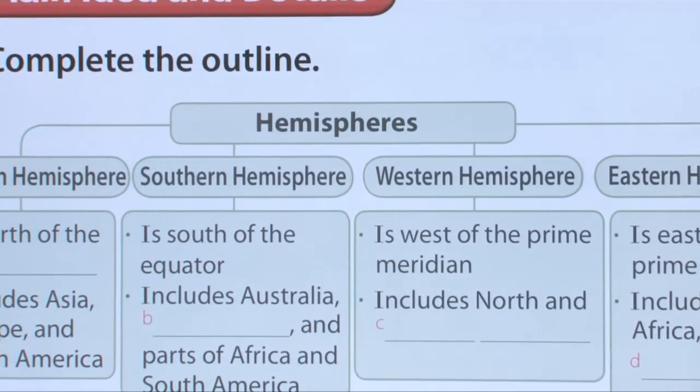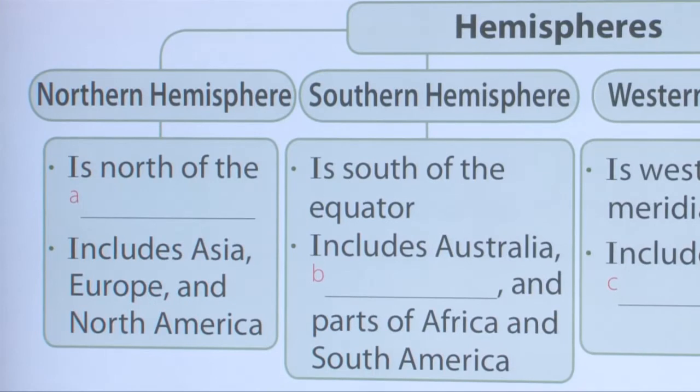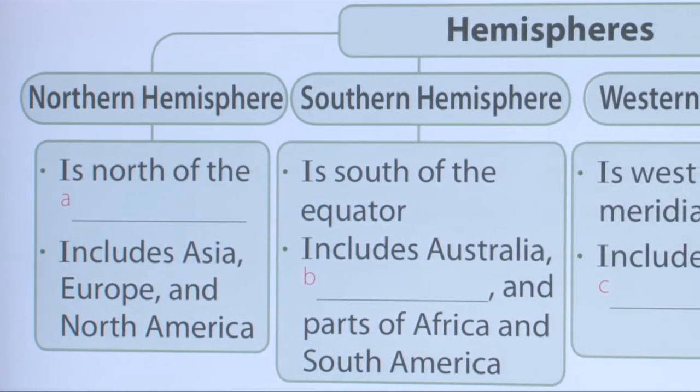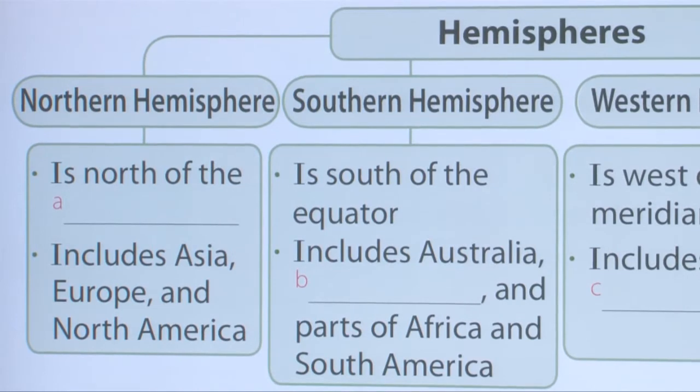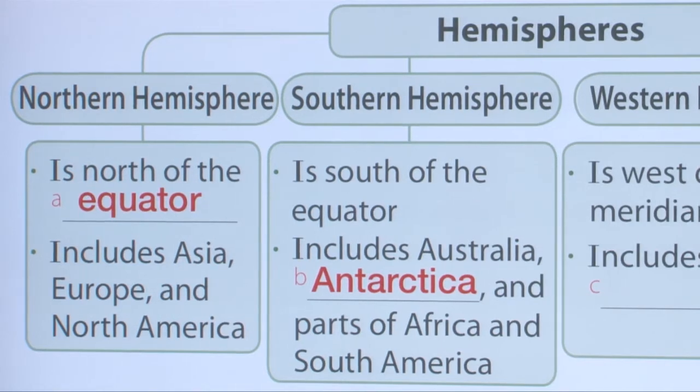Now, number 6, let's complete the outline. We are talking about hemispheres. First, let's look at the northern hemisphere. It is north of the blank. North of what? It's north of the equator. And it includes Asia, Europe, and North America. Now, the southern hemisphere is south of the equator, and it includes Australia, blank, and parts of Africa and South America. What's the other place that it includes? Antarctica. Right, the very cold Antarctica.